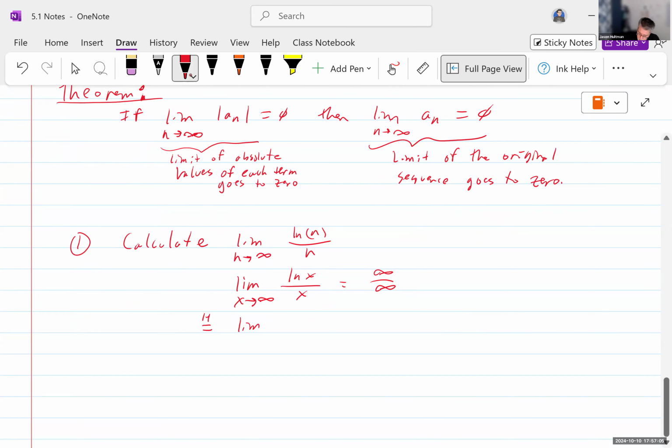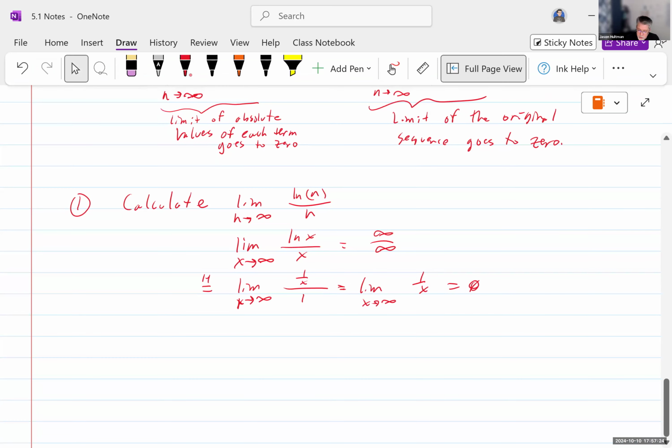So this is going to be the limit as x goes to infinity. The derivative of the top is 1 over x. The derivative of the bottom is 1. So this equals the limit as x goes to infinity of 1 over x, which is equal to 0. So since the function has a limit of 0, then the sequence also has a limit of 0. Therefore, the limit as n goes to infinity of the natural log of n over n also equals 0.